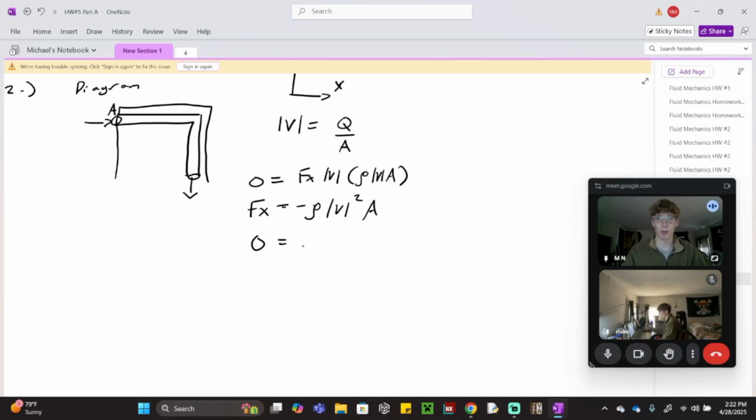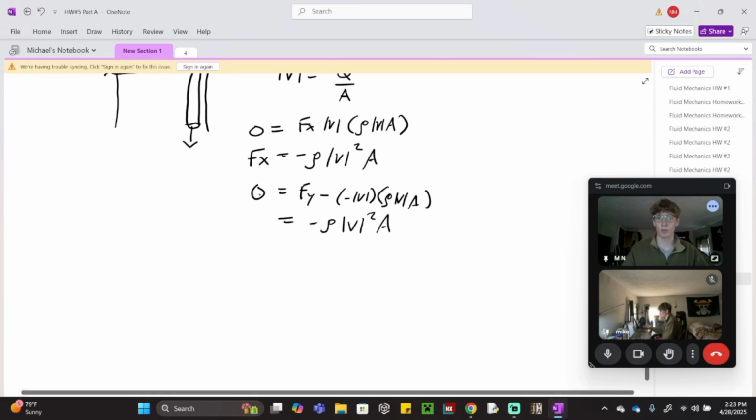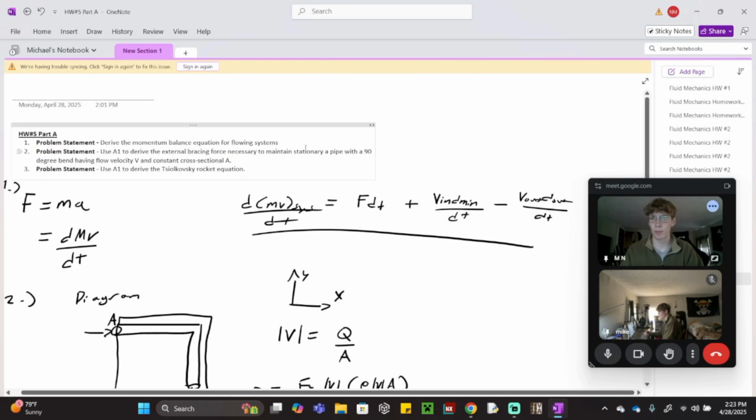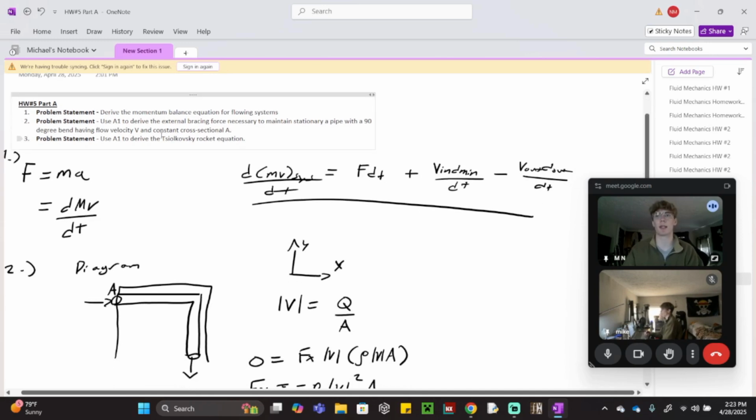Now we have to do the y direction. So we get 0 equal to Fy minus the absolute value of our velocity times our mass flow rate again, rho absolute value velocity times area. So we end up getting negative rho v squared equal to Fy. So these will be the forces necessary to maintain a pipe with a 90-degree bend having flow velocity v and constant cross-sectional area A.